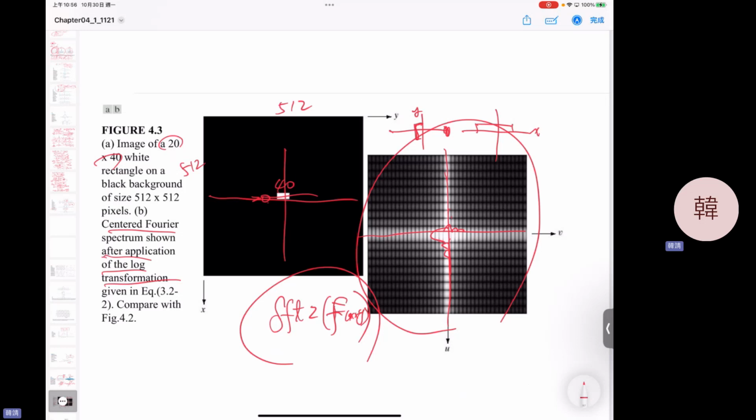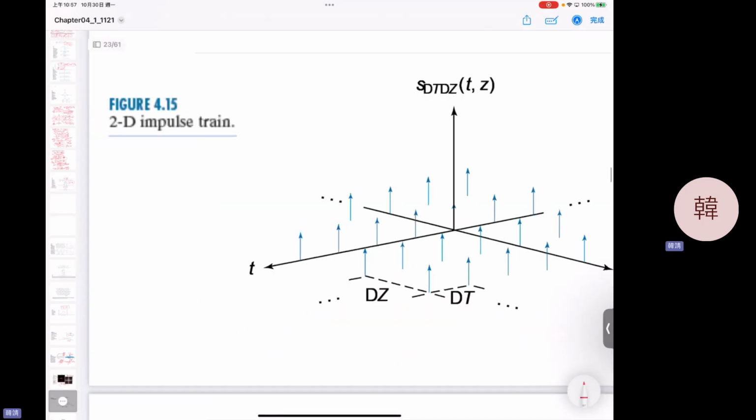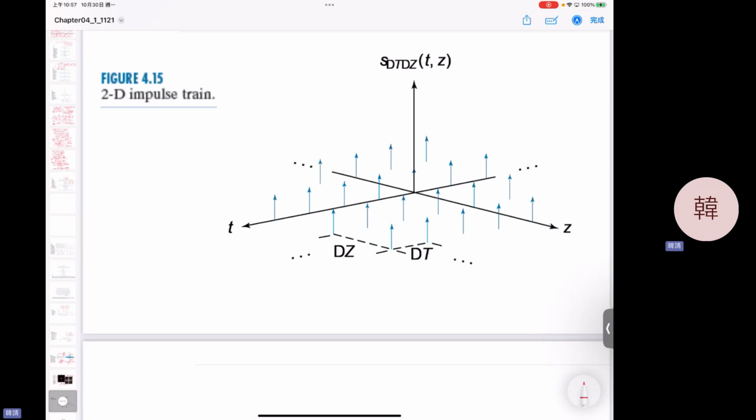Actually, if you look at the normalized magnitude, you see nothing because of the huge dynamic range. After normalizing, most of it is black. So you have to do some log transformation to make your frequency spectrum a better presentation. Okay. Yeah. So it's a 2D impulse train.